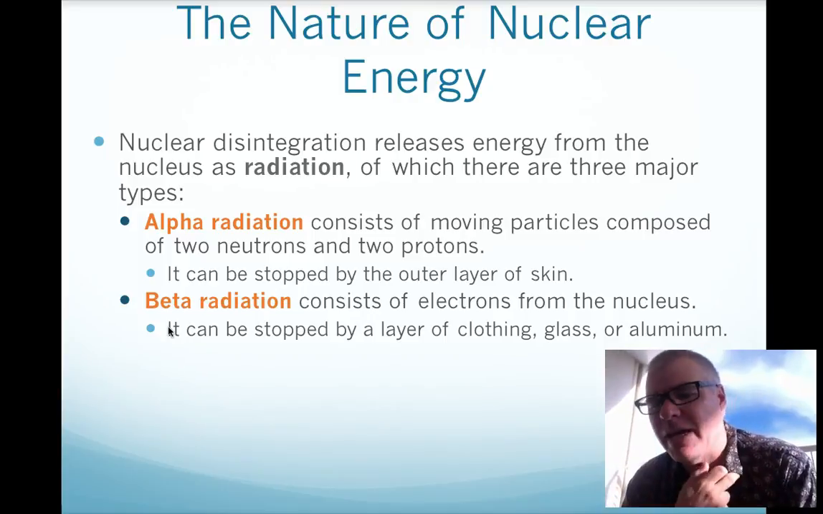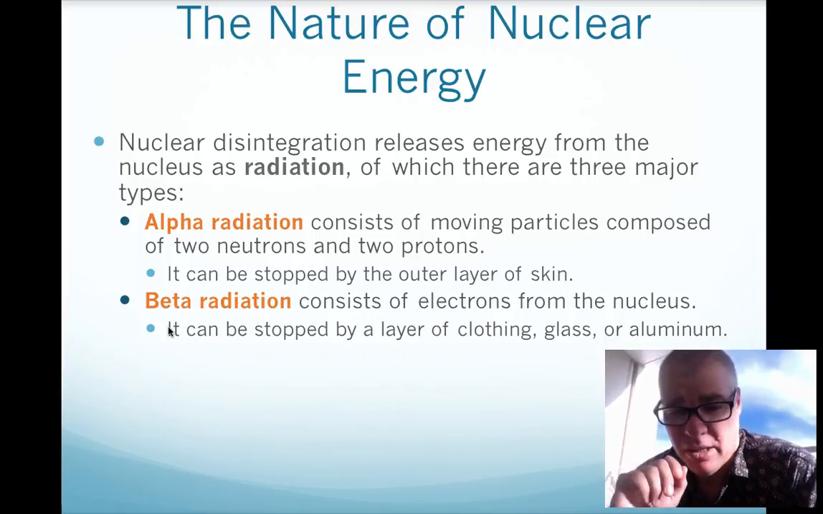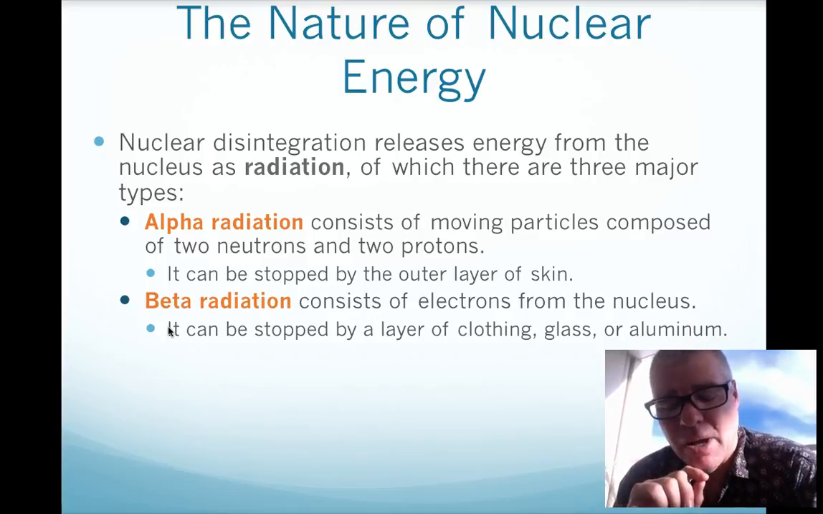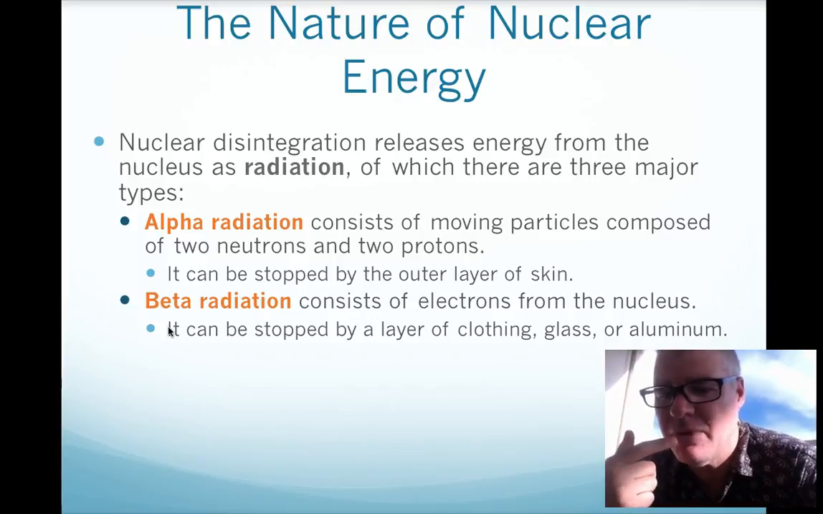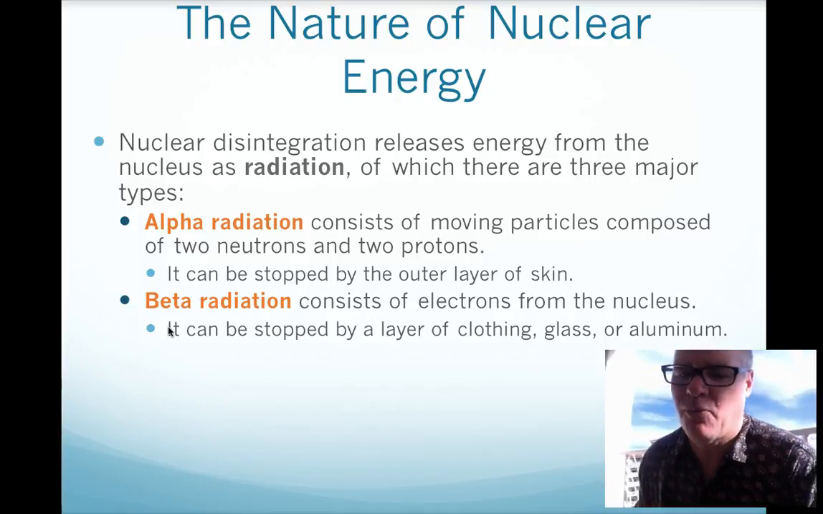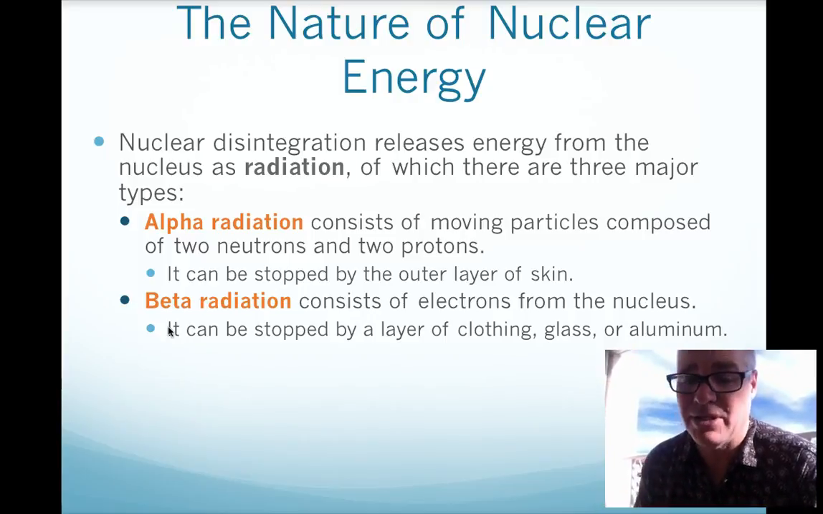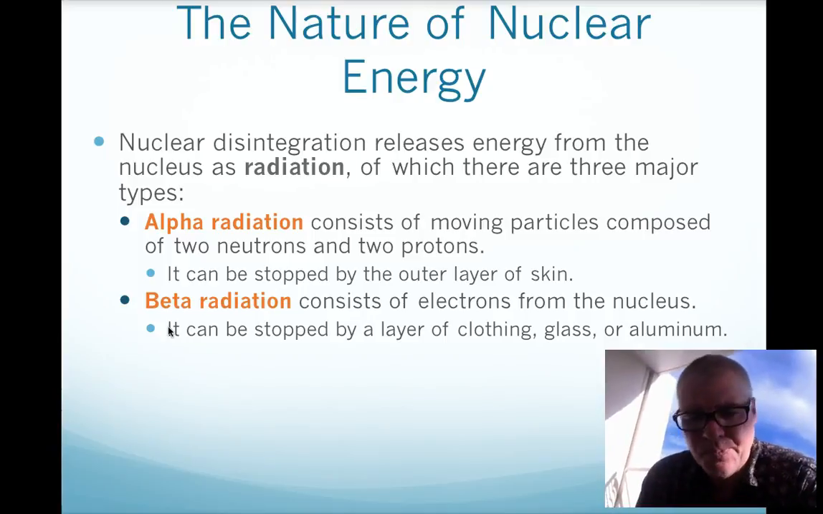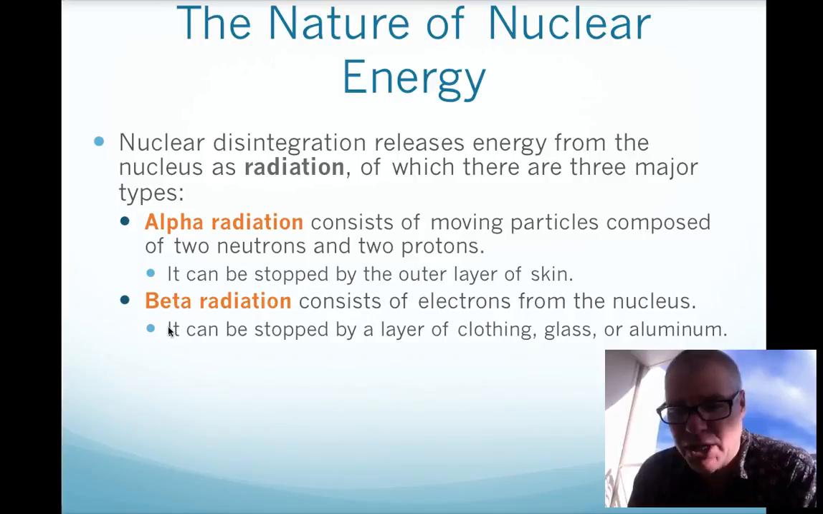They actually get stopped by an outer layer of skin, or a piece of paper will stop an alpha particle. They are still, however, very problematic in that they're fairly powerful because of their size. So if you ingest them, if you eat them, or if you breathe them in and they're on dust particles that you breathe in, they may get stopped by whatever they hit, but if what they hit is the inside covering of your lung, or inside your stomach, these alpha emitters can actually be quite damaging.